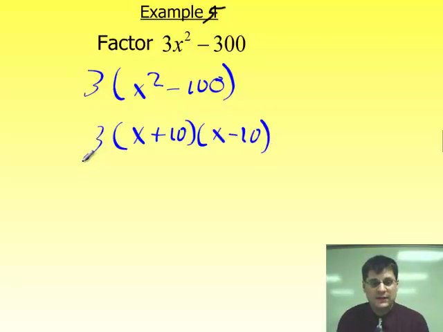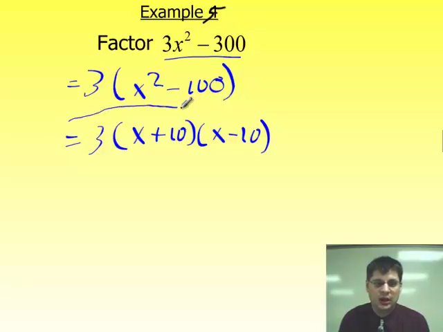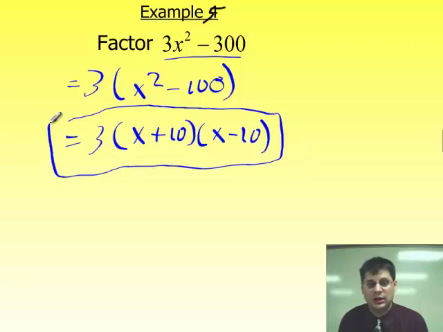3 is still a factor. You must include it in your answer, because without the 3, you're not going to get the original polynomial. If you just had the x plus 10 and x minus 10, you're going to get x squared minus 100, but not the 3x squared minus 300. So you must include the 3. Many times people don't include it. They pull it out and then they disregard it, and you can't do that. It changes the problem entirely.